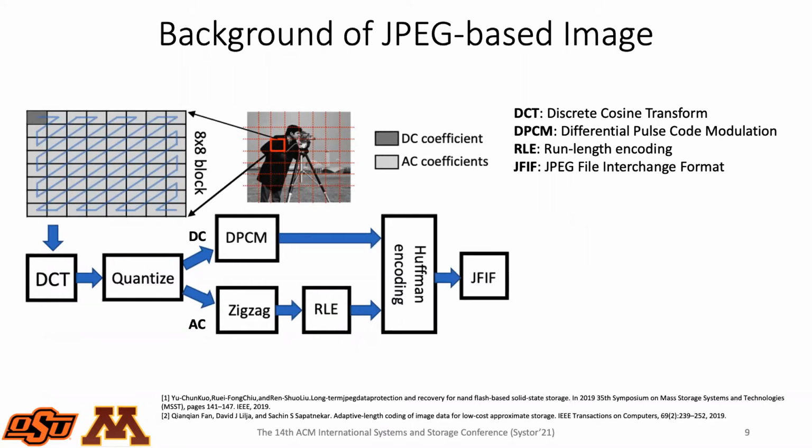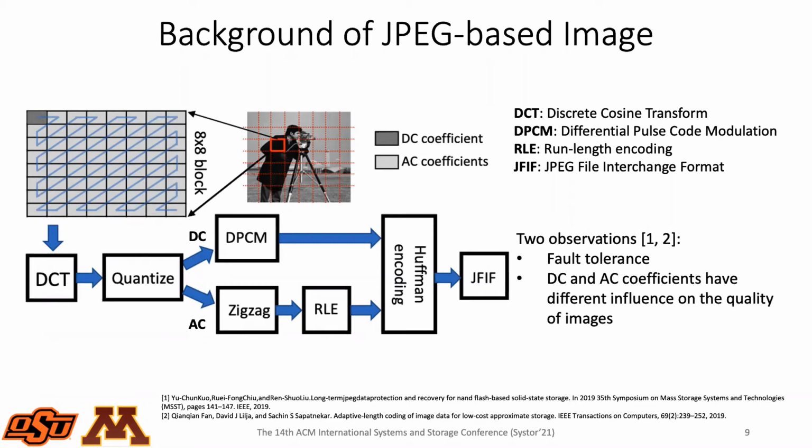Both DC and AC coefficients are finally encoded based on Huffman encoding, and finally they are stored in the JFIF format. So there are two observations from the JPEG-based images. One is that those images are fault tolerant, as indicated previously. Even if we have some errors in the images, we still can recognize them. And also the DC and AC coefficients have different influence on the quality of images, which means DC and AC have different sensitivities to the error.